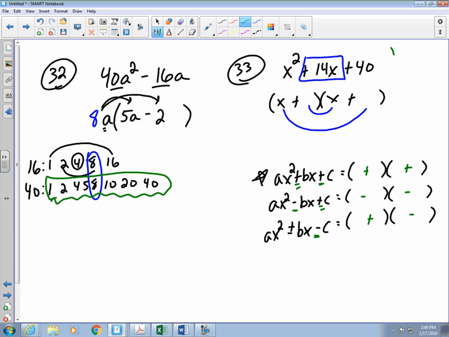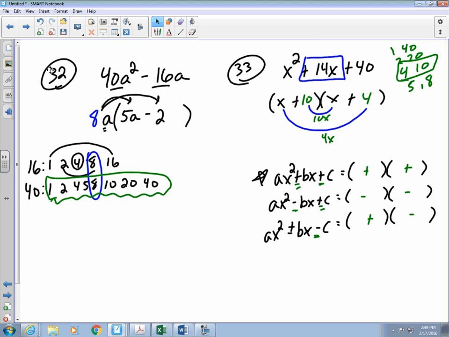So you're thinking, 1 and 40, 2 and 20, 4 and 10, 5 and 8. Well, which one of those add up to 14? That one. So I just put that there, and I'm done. So I know 10x plus 4x is 14x. So that's the easiest factoring of the trinomials that we did in class, and you're going to have that for 33.